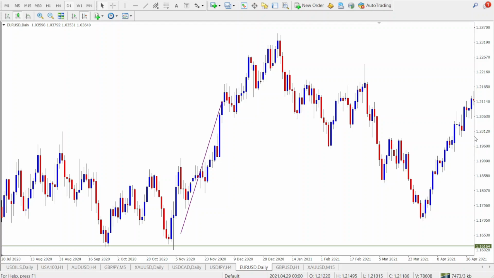Once you recognize these patterns forming, you can use them to anticipate potential trend reversals and plan your trades accordingly. Now, how do you spot double tops and bottoms on the chart? How do we identify them on the charts now that we know what they are?